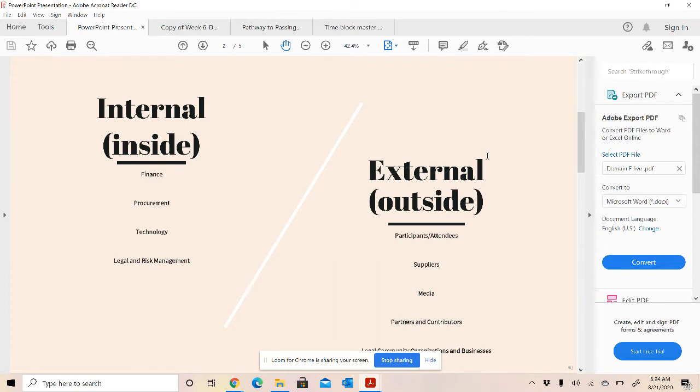And then, so again, external. So those are your participants, your attendees, the suppliers, media, partners, contributors. So your local community, different organizations.